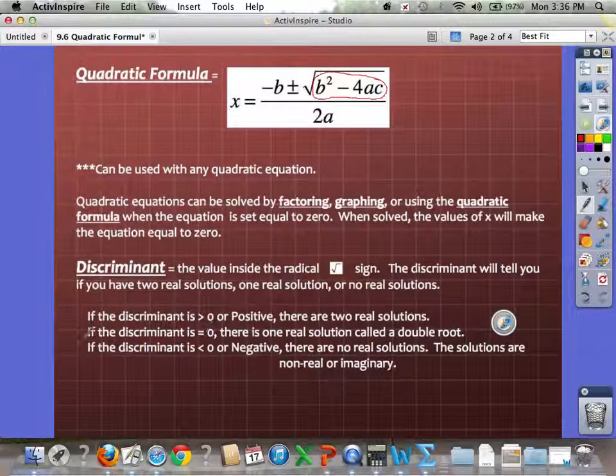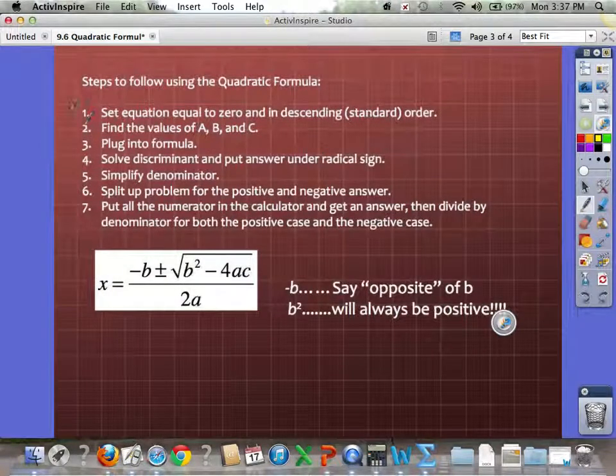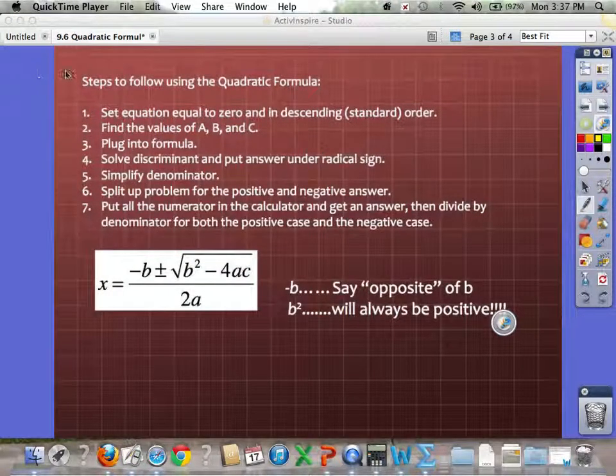You do need to know these. They may ask you questions about it and say how many solutions based on the discriminant would you have and what kind. So you do need to know these. Just know if it's positive, it's 2. If it's negative, it's none. And if it's 0, it's 1. Okay? All right, now we're going to be learning the steps to use in the quadratic formula.